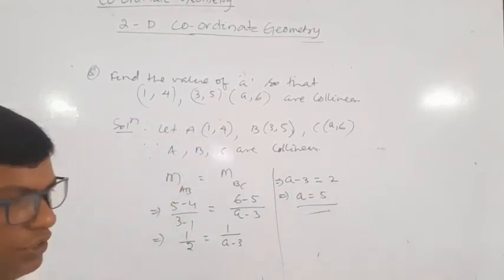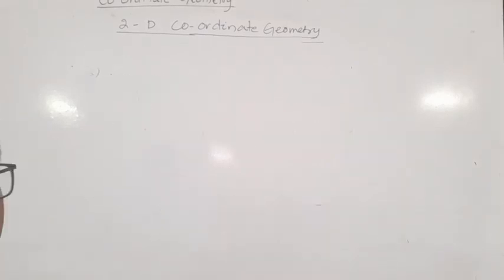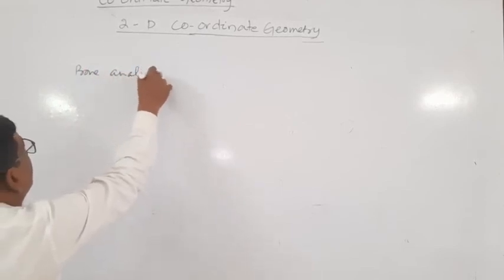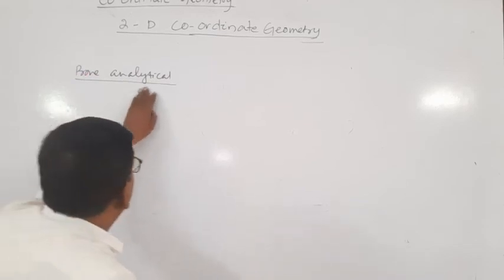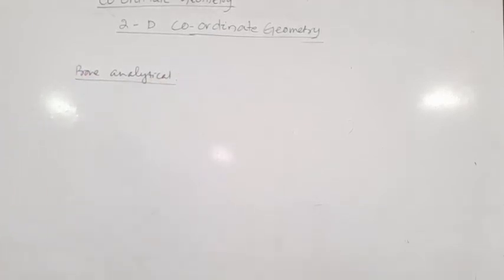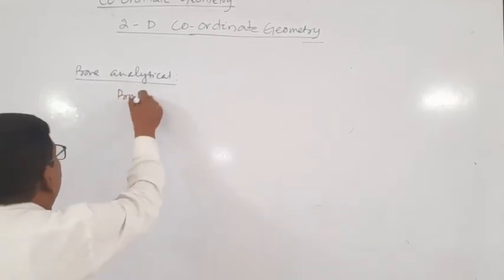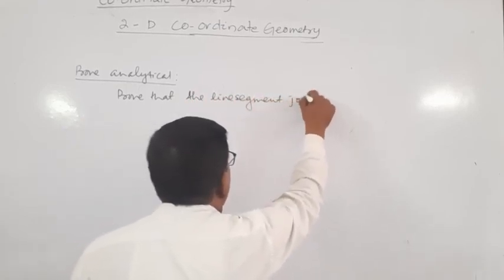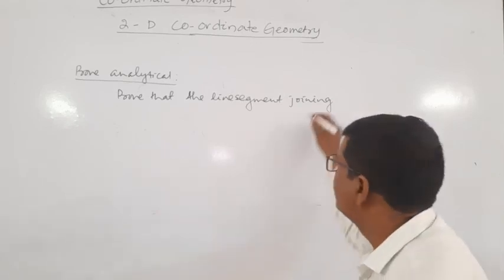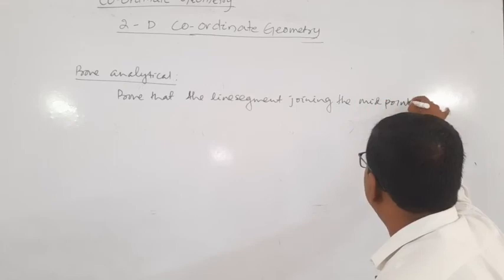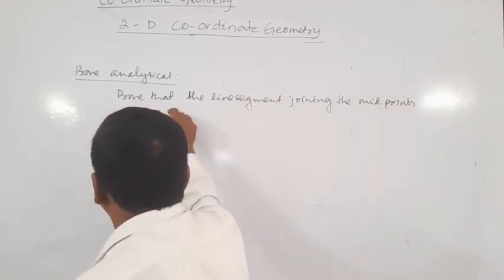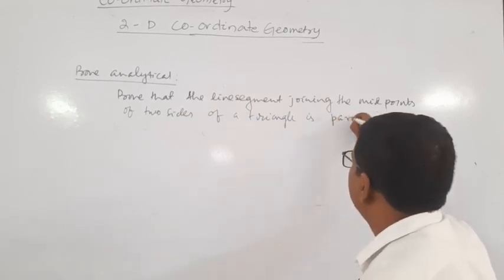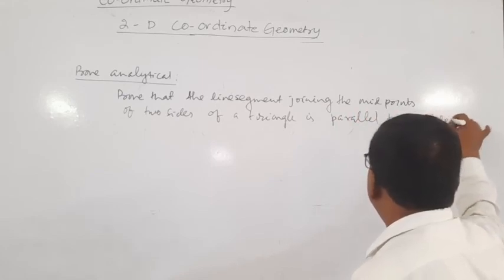Now one theoretical question, that is a geometrical figure. Prove analytically that the line segment joining the midpoints of two sides of a triangle is parallel to the third side and half of its length.